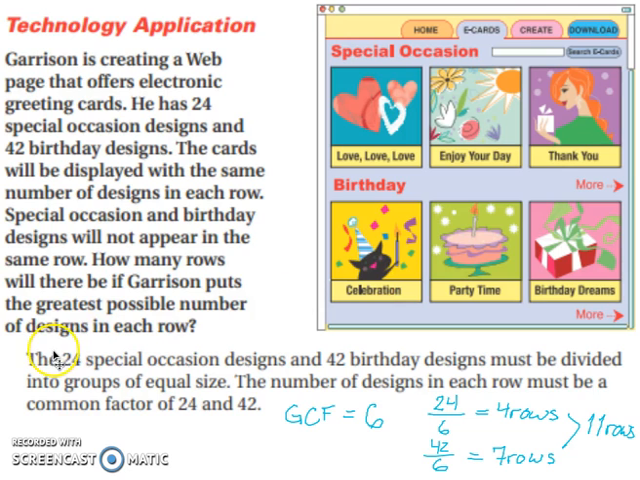And that ends our lesson on factors and greatest common factors.